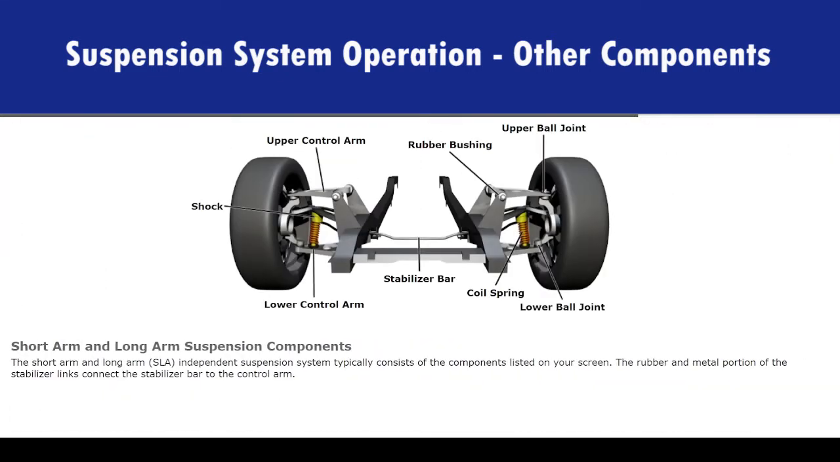The short arm and long arm, or SLA independent suspension system, typically consists of the components listed on your screen. The rubber and metal portion of the stabilizer links connect the stabilizer bar to the control arm.